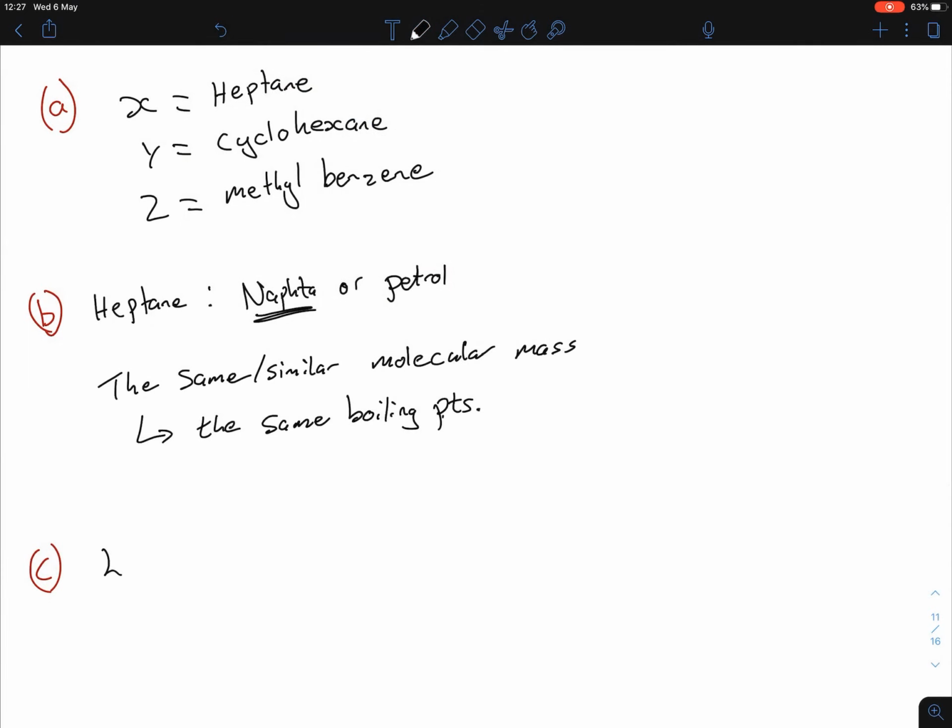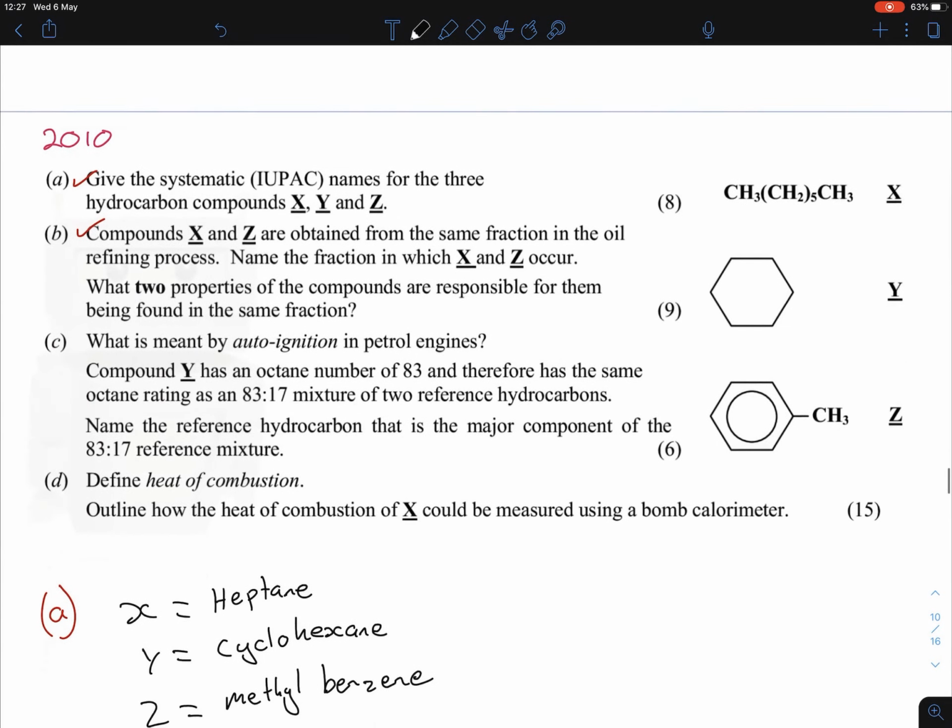That was a bit of a mouthful though. I didn't really like that question myself. It's overly confusing. So again, I just read it as a mixture of two reference hydrocarbons. There's only two, and I have to pick out the major one. So the major one being 2,2,4 trimethyl pentane.